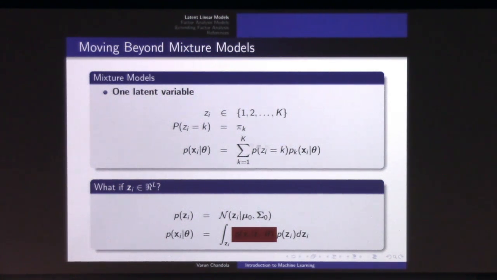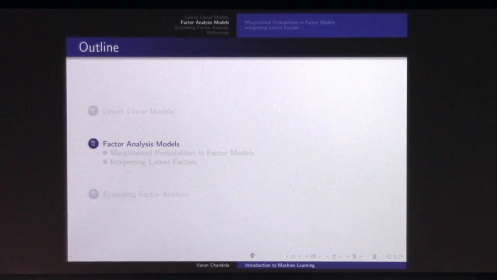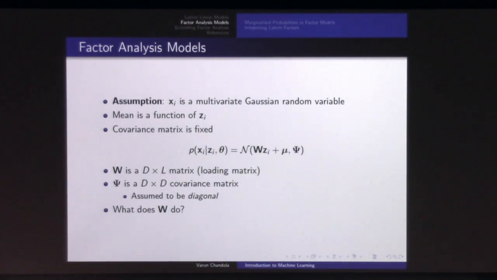So earlier it was like this, right? Because zi only took 1 out of k values, but now our zi will be in this L dimensional infinite space. So you will have to do an integral over all possibilities of zi, and this becomes the expression, right? So this kind of model is known as a factor analysis model.